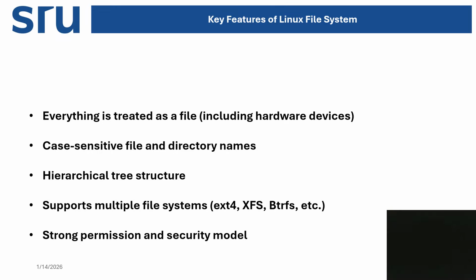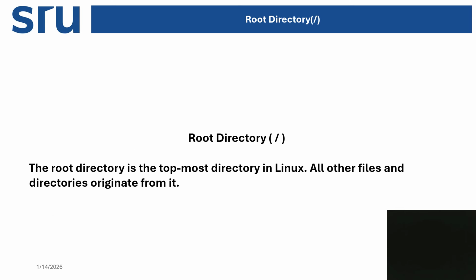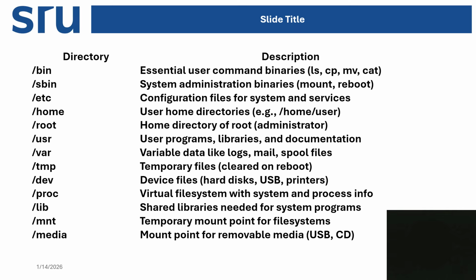Whenever any person wants to access a file or directory, they should have the proper permissions. Otherwise, they can't access any file or directory. So here, the root directory is the topmost directory in Linux. All other files and directories originate from this root directory only, that is slash. These are the different types of subdirectories under the control of the root directory.